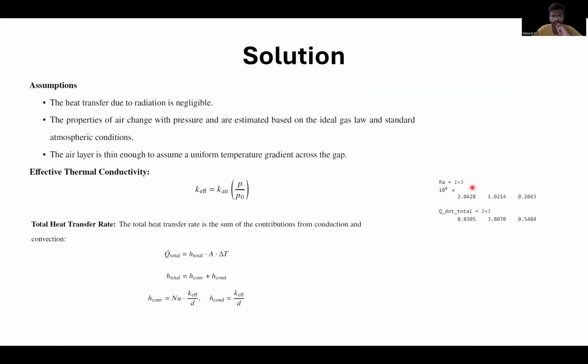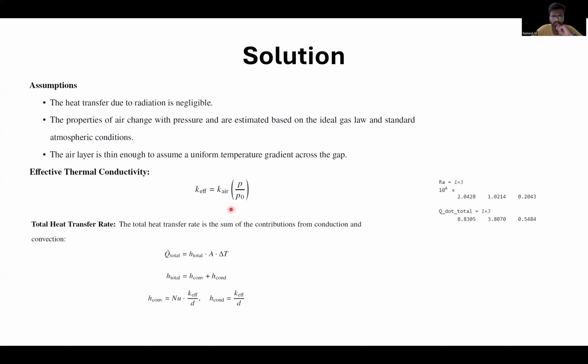And the way I approach this problem is, since the assumptions made are that the heat transfer due to radiation is neglected and properties of air change with pressure and are estimated based on the ideal gas law. And the layer is so thin that the temperature gradient is the same across the area. That is also assumed. For the conduction heat transfer rate, the parameter that will change is the thermal conductivity, and I assume that it will vary linearly with the pressure. I got this expression from the AAP data book. Based on this calculation, the conductive heat transfer rate can be calculated.